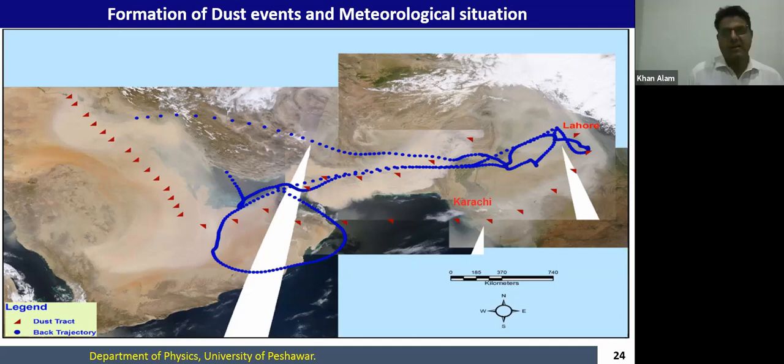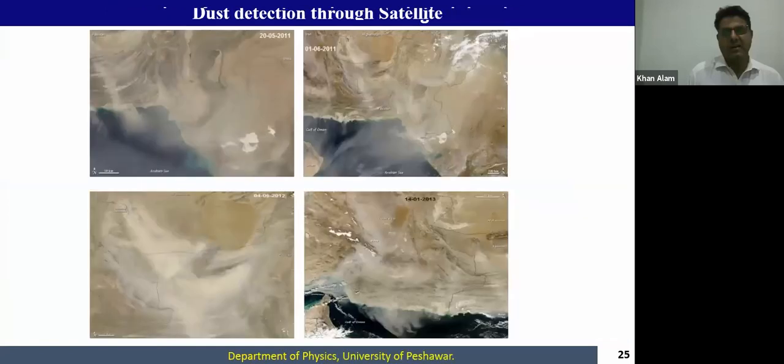The red line shows some of the back trajectories of how this dust storm was transported from the Middle East region to Pakistan, to Lahore. These are some of the dust images detected by the MODIS sensor.